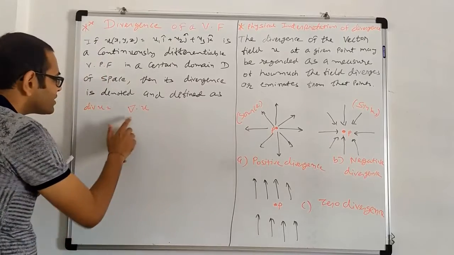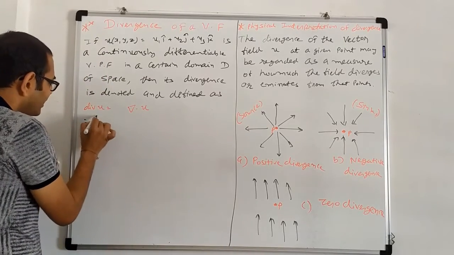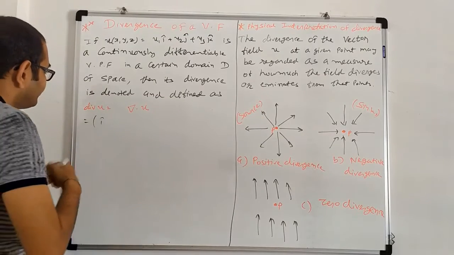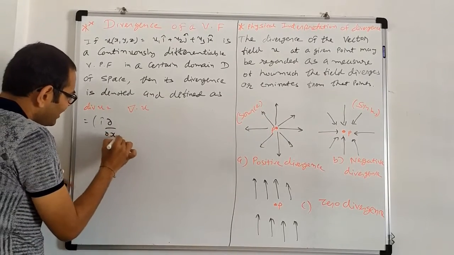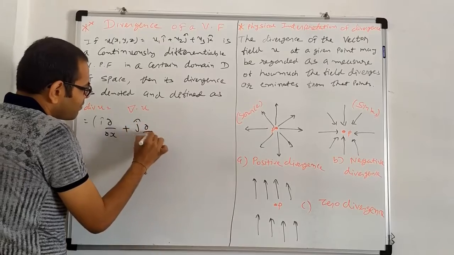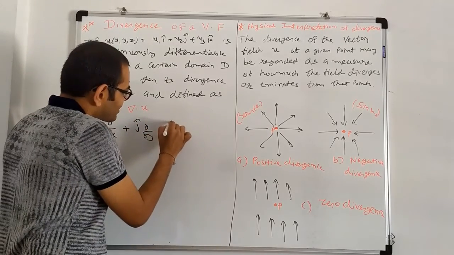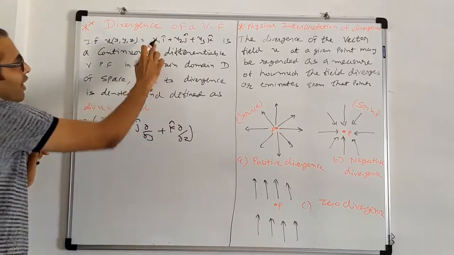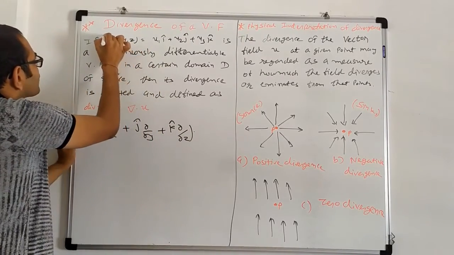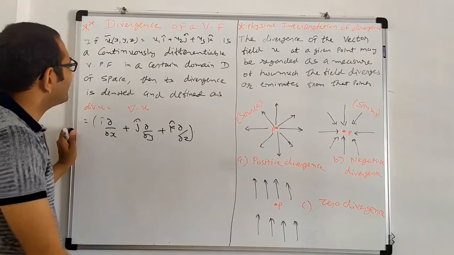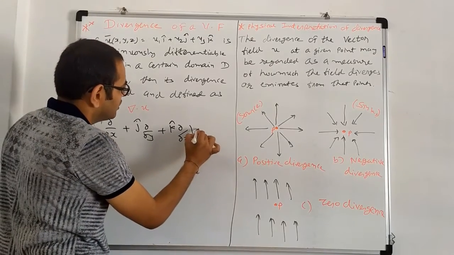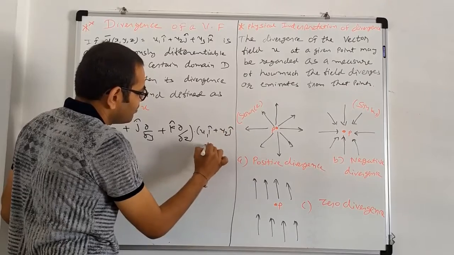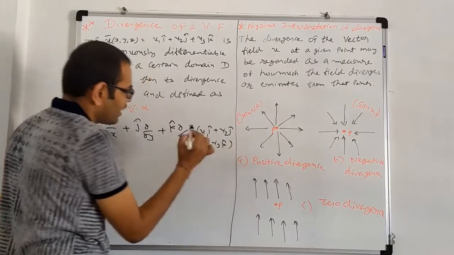Here nabla is an operator, that is i cap del by del x plus j cap del by del y plus k cap del by del z, into u, that is our vector. Here we can also define u bar as well as u, both are correct, into u1 i cap plus u2 j cap plus u3 k cap.